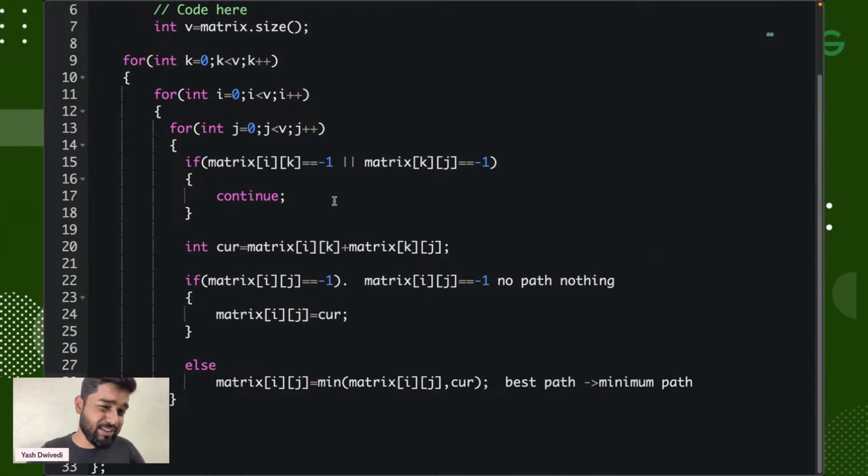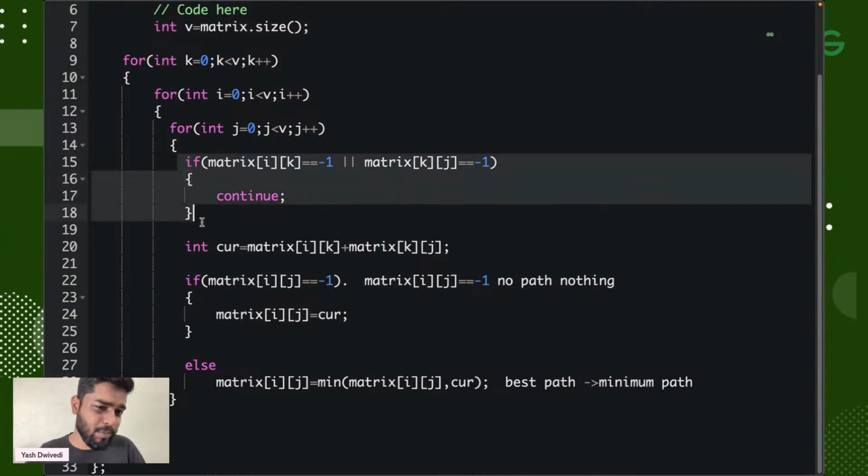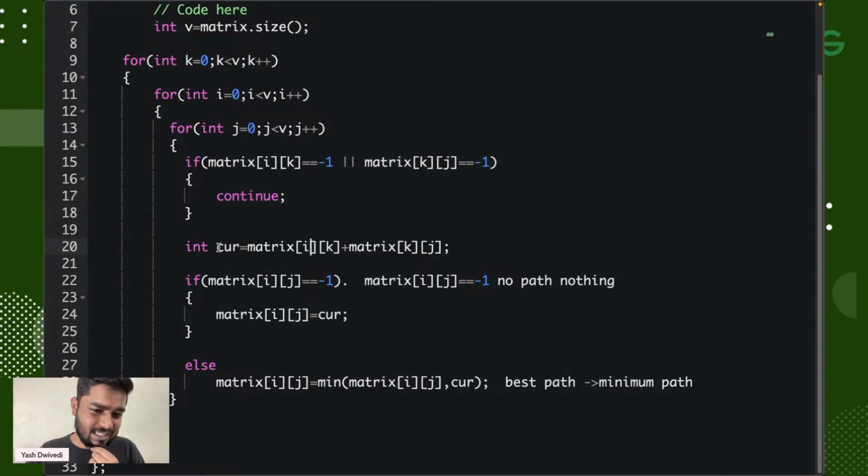That is how you can deal with these things. If from i to k and k to j there is no path, then you'll simply continue. Otherwise, you'll calculate the current distance. If from i to j there is no path, then you don't have any option, so you'll store this path because at least you have a path, since you need to store the minimum. Otherwise, if you have several options, then you'll store the minimum out of them, the best option. Is that clear to everyone?